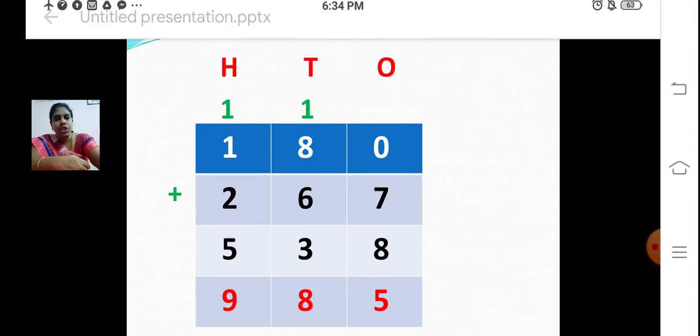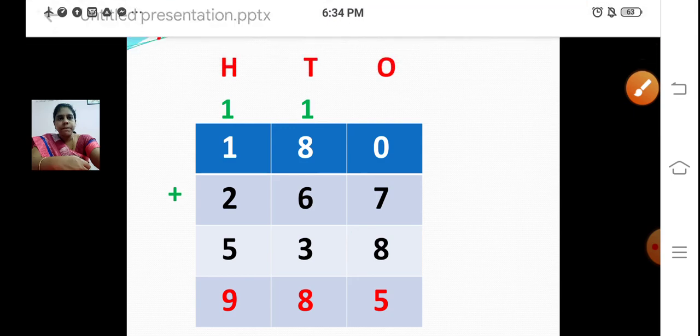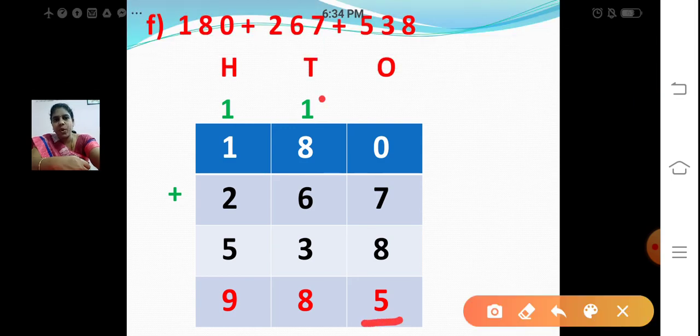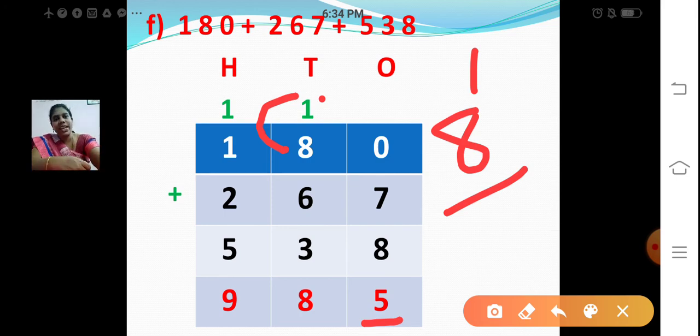So what should I do now? Write 5 in the ones place and carry over the 1 to the tens place. 15 is a 2-digit number. So write 5 in the ones place, carry over the 1 to the tens place. Now let's add the tens place now. So I'm adding the carried over part and the first number 8. 1 plus 8. You can change the order and add, right? 8 plus 1. 8 in the mind, 1 in the finger.